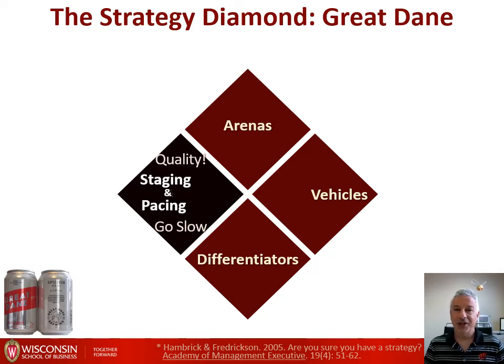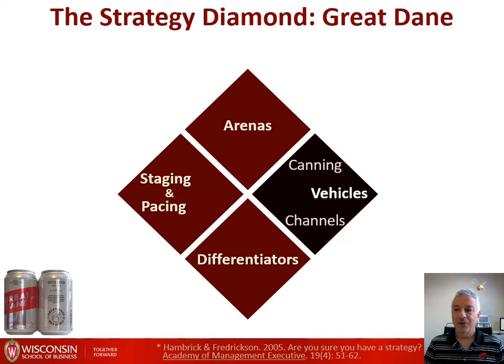Next, we look at what capabilities they have and need. So in this case, they're able to make beer, but they're going to have to scale up, and they haven't been canning, and they don't have retail channels to sell into liquor stores and grocery stores and whatnot.